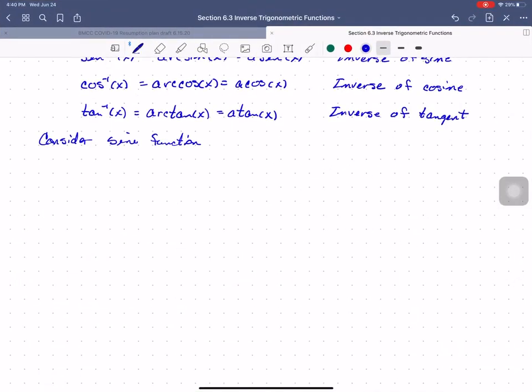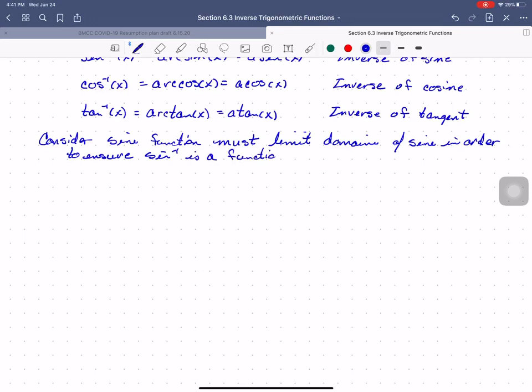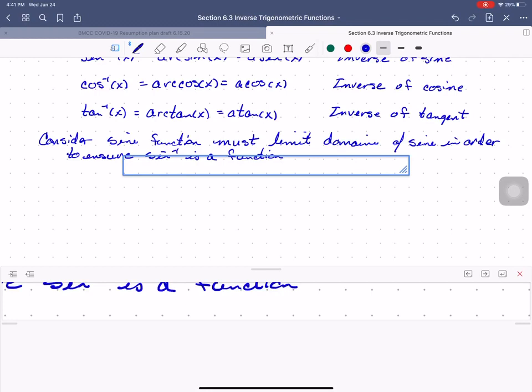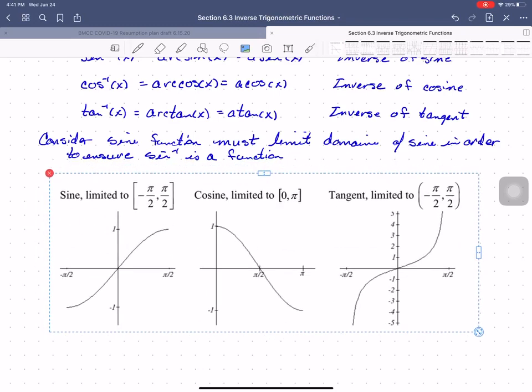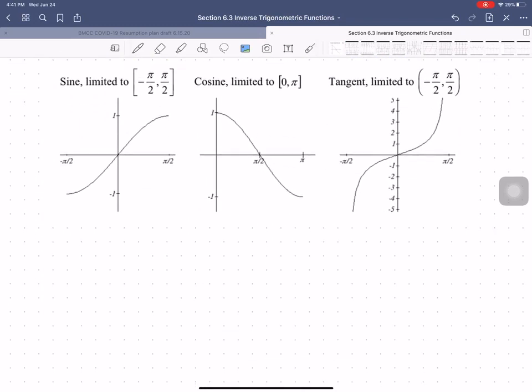So what we're saying here is we must limit the domain of sine in order to ensure that the sine inverse is a function. And we must do that for both cosine and tangent as well as for sine. And so by convention, we, the math world, have decided that sine is limited to negative pi over 2 to pi over 2.